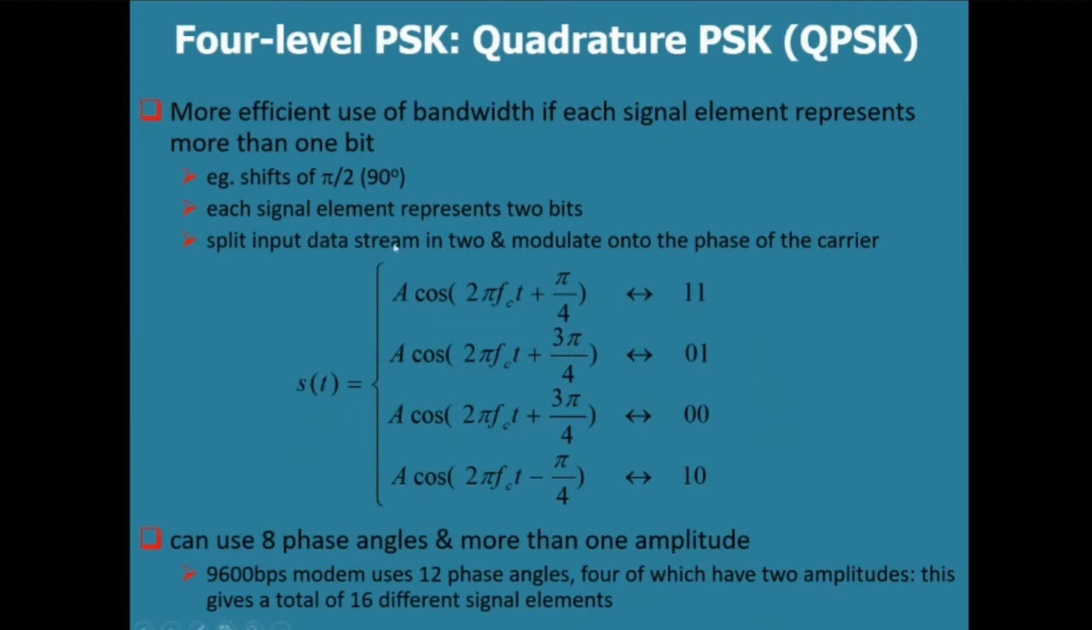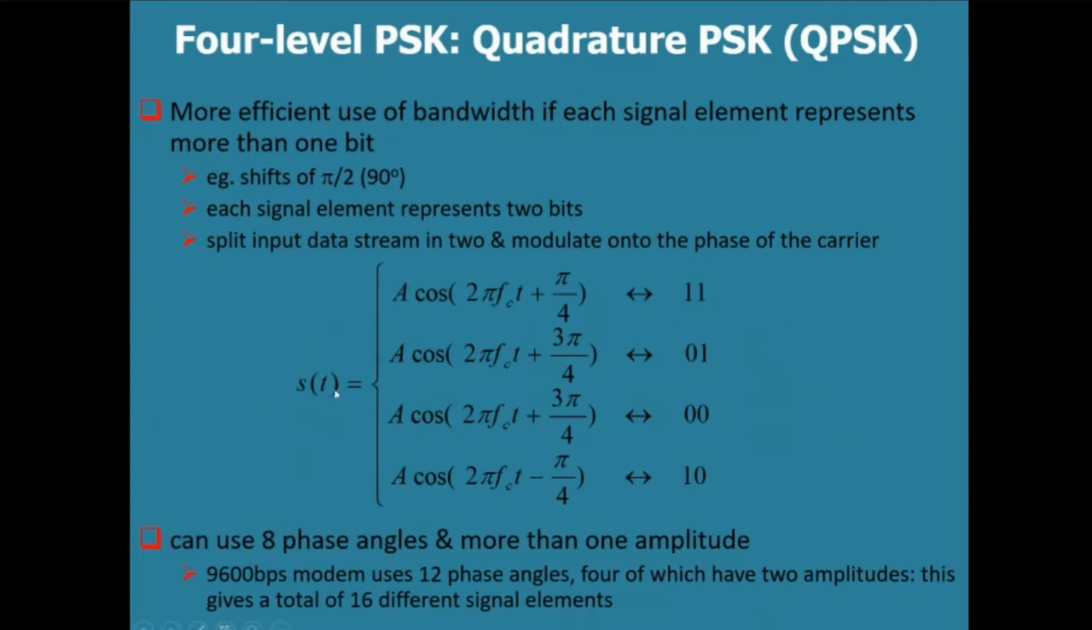So the input data stream is split to modulate onto the phase of the carrier signal. Here we have 2 bits combined to form a signal element or symbol. The possible combinations are 00, 01, 10 and 11. Here we use plus or minus 135 degrees and plus or minus 45 degrees. 4 different phase angles we are going to use.